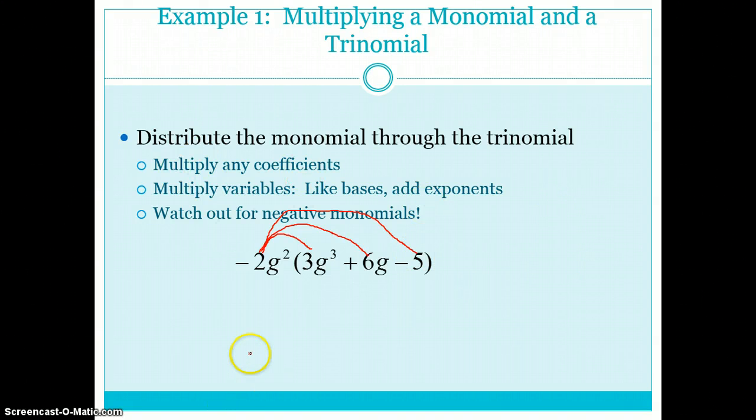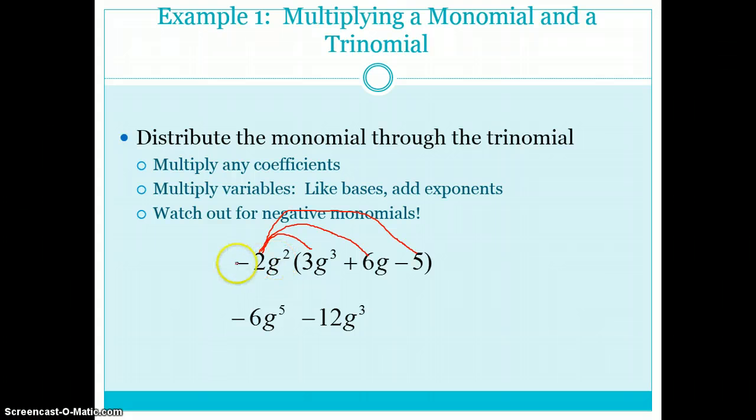Multiply any coefficient. So on the first one, negative 2 times 3 is negative 6. And then multiply variables, like bases add exponents. g squared times g cubed is g to the fifth. Let's hit the middle guy. Negative 2g squared times positive 6g. Okay, so a negative and a positive make a negative. 2 times 6 is 12, and g squared times g is g to the third. So watch the sign. That's what this third bullet's about. Watch the sign, and then like bases add exponents, and we're good.